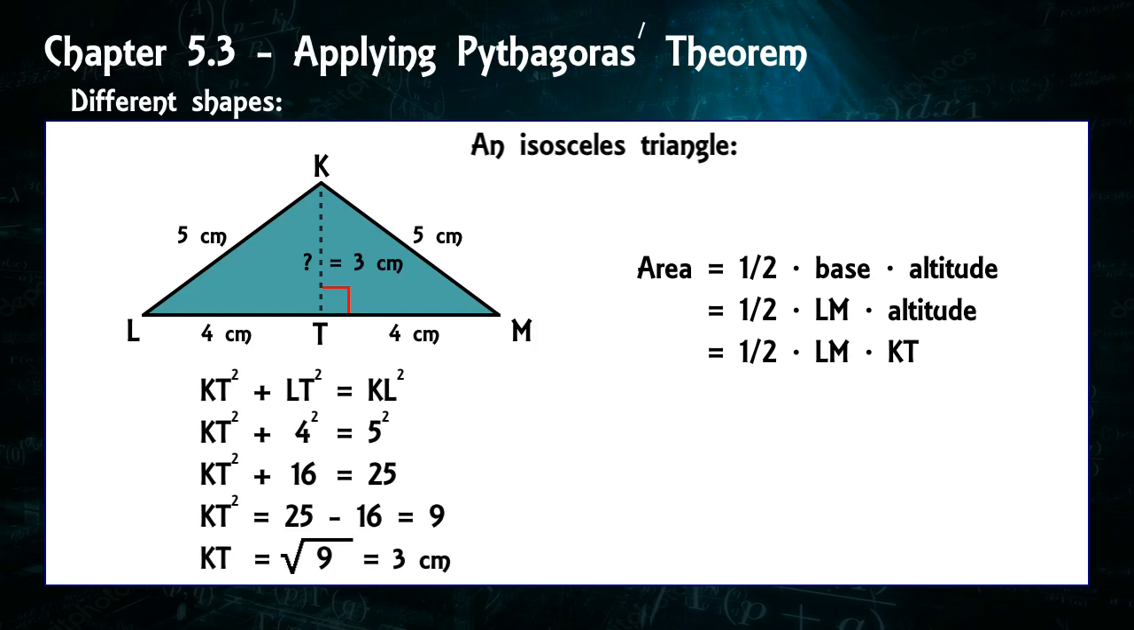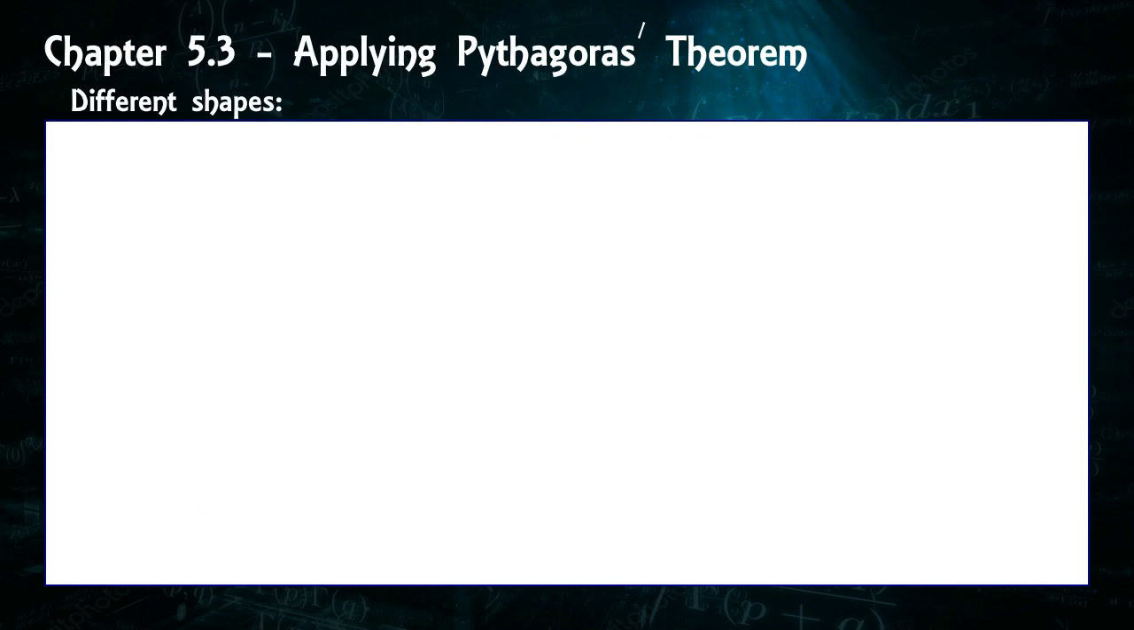We now have a base and a matching altitude, so we can finally calculate the area of triangle KLM. Half times 8 times 3, which is 12 centimeters squared. To summarize, Pythagoras can not only be used in right-angled triangles, but also in trapeziums and isosceles triangles, with a little help. So, ready for one more?